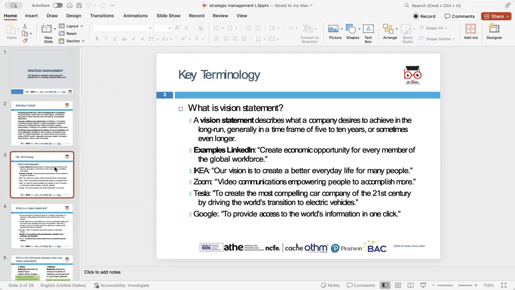So key terminology. What is a vision statement? Example, LinkedIn vision statement.